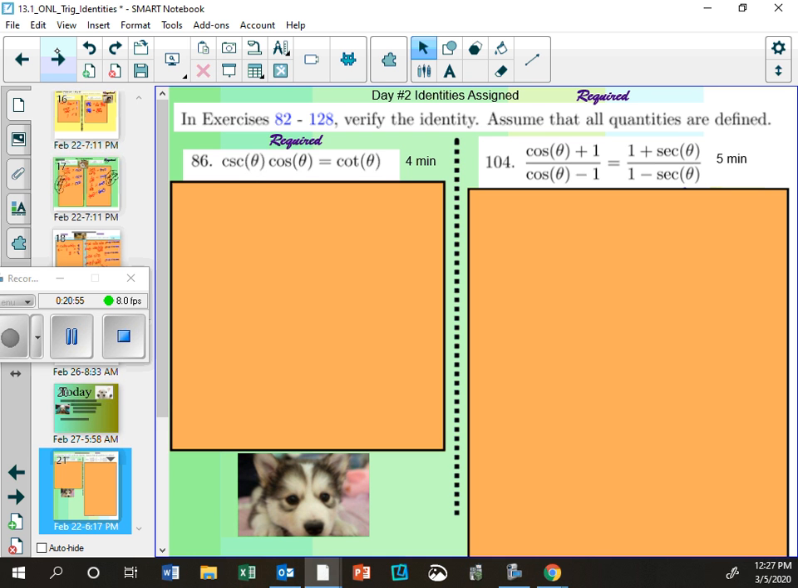And I need to teach you about something called conjugates. And that's a new technique. Along with getting a common denominator, I also need you to know how to do conjugates to be able to assign you your homework for tonight.